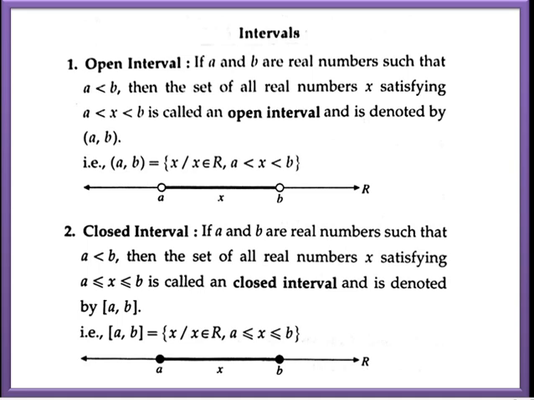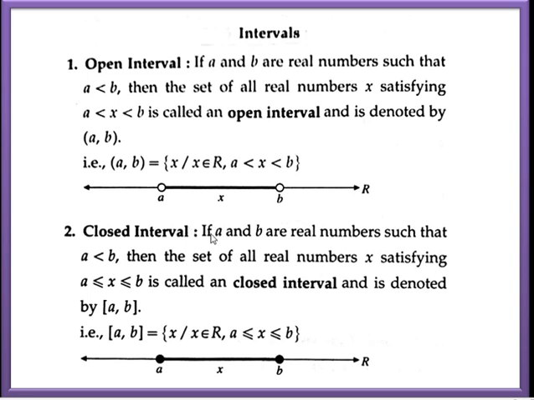So how is this open interval defined? Set of all x such that x belongs to R and A less than x less than B. Now open interval can be shown on number line as follows. You will notice that at A and B hollow circles are drawn. Why? Because A and B do not belong to this particular interval.